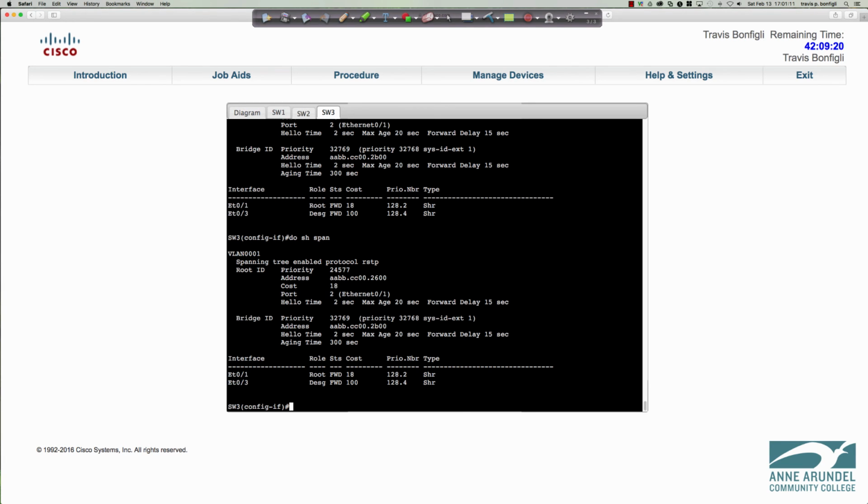Now, compare that with a 30 to 50 second outage that could possibly take place while we're waiting for the forwarding delay in the listening state. And then we've got a 15-second forwarding delay in the learning state. And then we finally transition to forwarding. So again, this is really one of the key reasons to be running the Rapid Spanning Tree protocol.